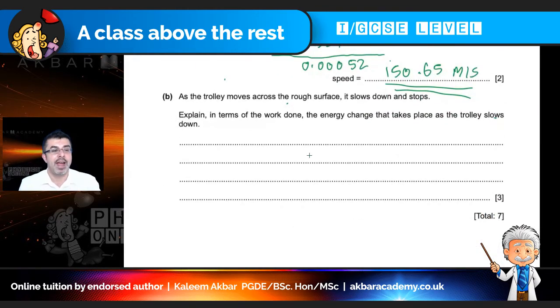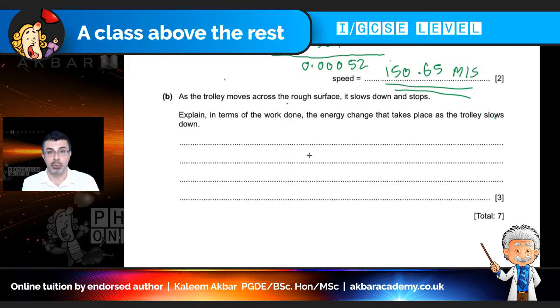Now, part B. As the trolley moves across the rough surface, it slows down and stops. Explain in terms of the work done, the energy change that takes place as the trolley slows down. Now they've mixed energy in with momentum. Anything that slows down is going to slow down due to friction. And wherever there's friction, there is always thermal energy. So the trolley is doing work against friction. So we're going to end up having thermal energy, and that's where the energy is being transferred, if you like.